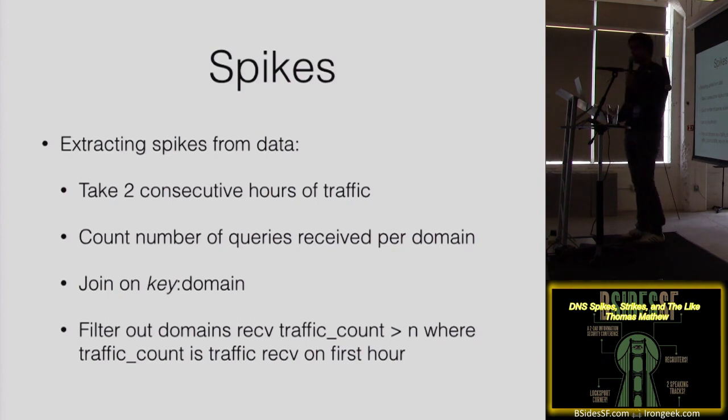So at this point, you kind of think to yourself, well, we're done. We've created the algorithm. There's nothing else to do. All we need to do is run it on a couple hours worth of data. We'll probably receive a set of spiking domains. And those spiking domains we can easily push to the blacklist.